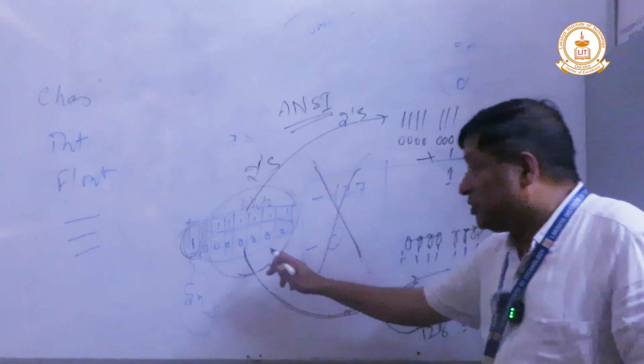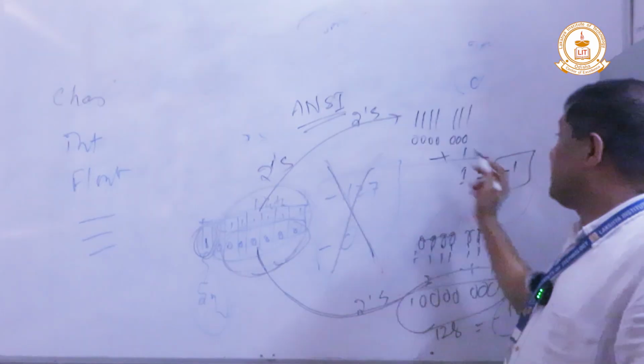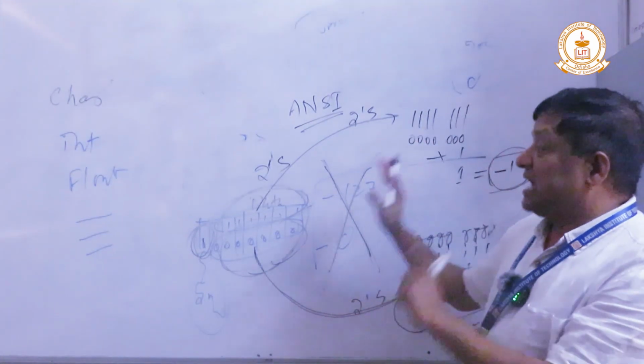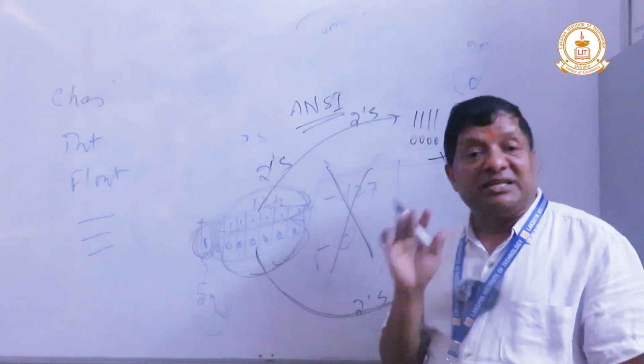So anybody asking how to get minus 128? Simple answer: the 2s complement of 1 followed by seven 0s. How to get minus 1? The 2s complement of all 1s. This is the way signed and unsigned characters are present in memory.